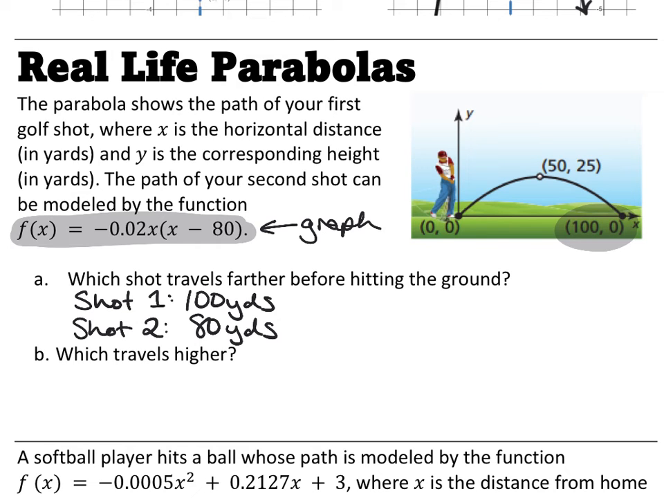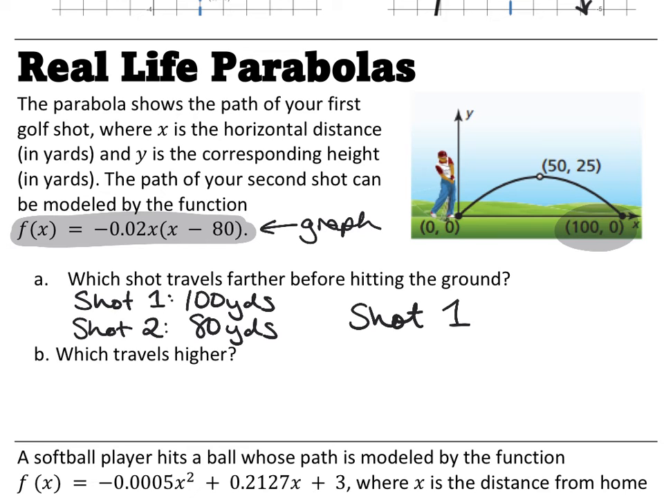We are looking for these two numbers at what are called the roots, zeros, solutions, or x-intercepts. So really this question, if it was just a math question, would have said, which solution is more? But because it's a real-life problem, it's asking which shot travels farther. So which shot travels farther, shot 1 or shot 2? Shot number 1.